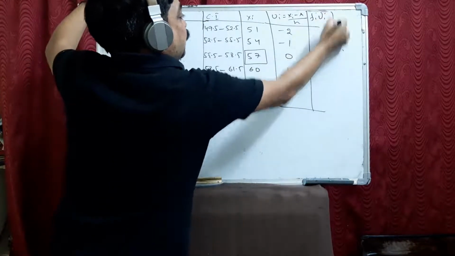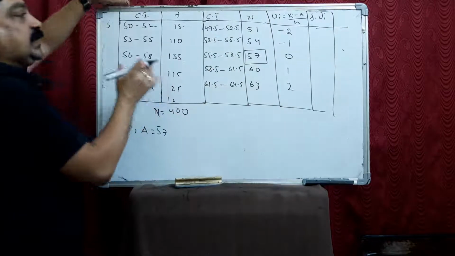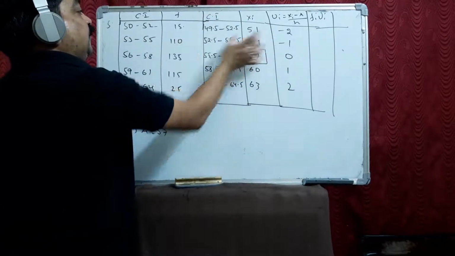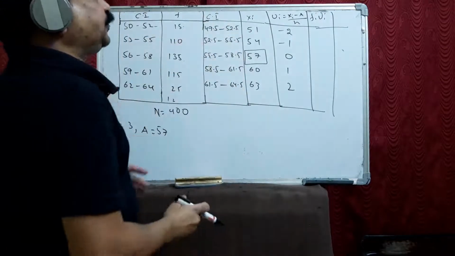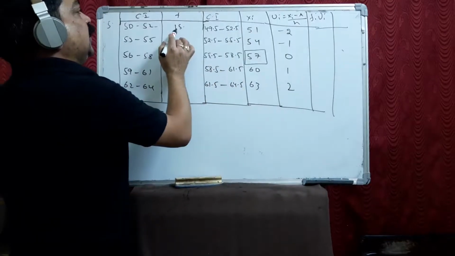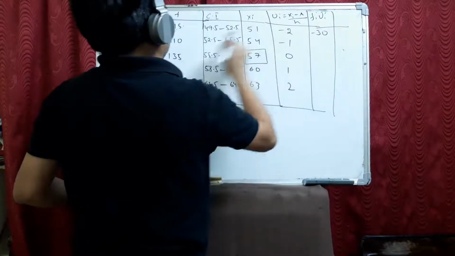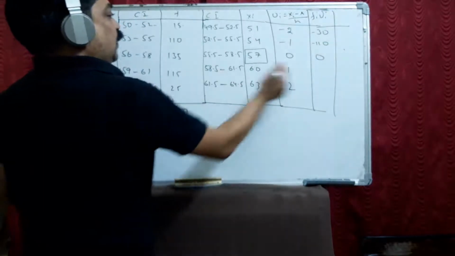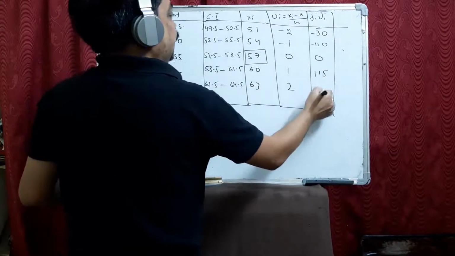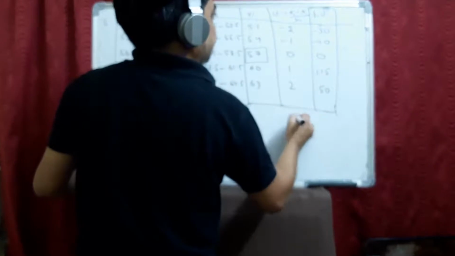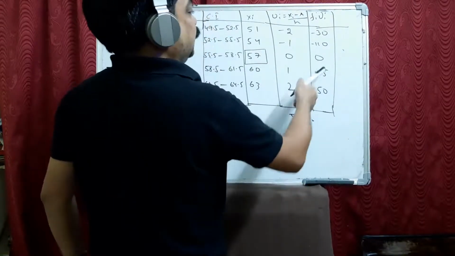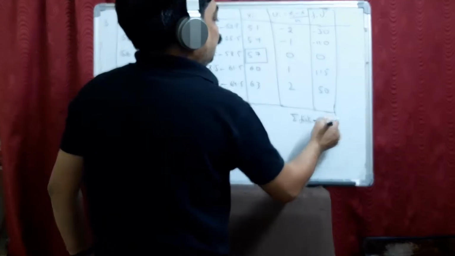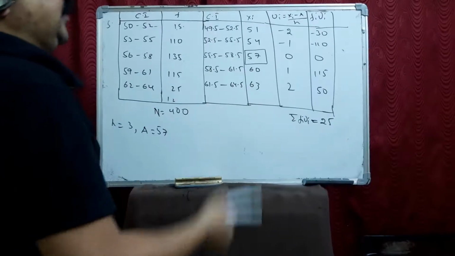Now see, the values become so simple from this. If you use the actual method, we would have to multiply 15 into 51, 110 into 54 like that. Now you can multiply easily, and fiui will be easily done. 15 into minus 2 is minus 30, 110 into minus 1 is minus 110, then 0, 135, and 115 into 2 is 230 hmm, so sigma fiui is 165 minus 140, which is 25.